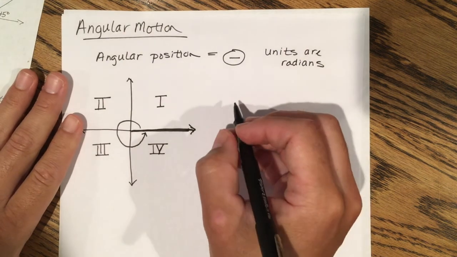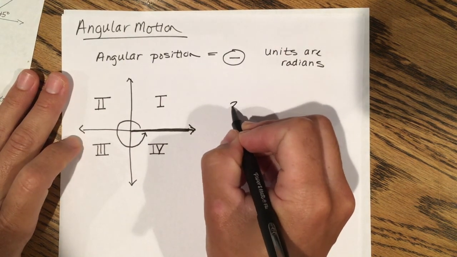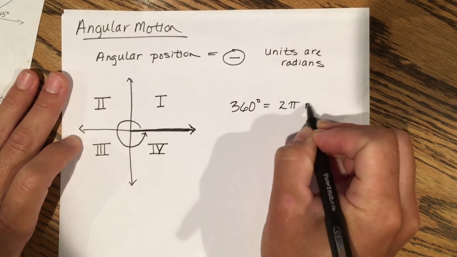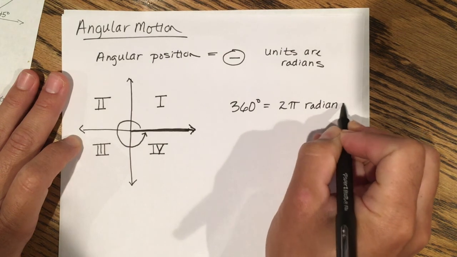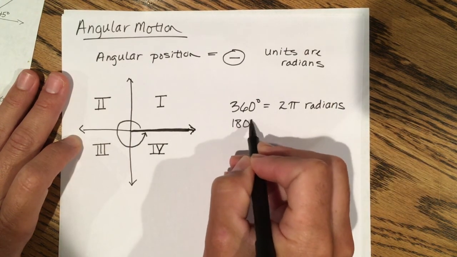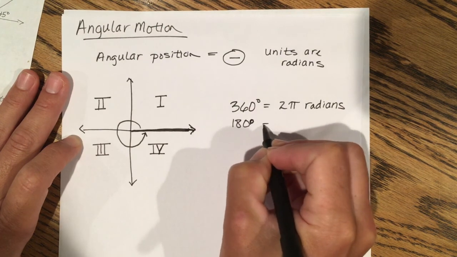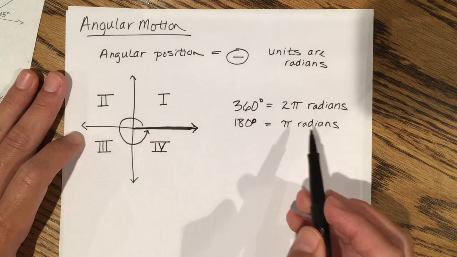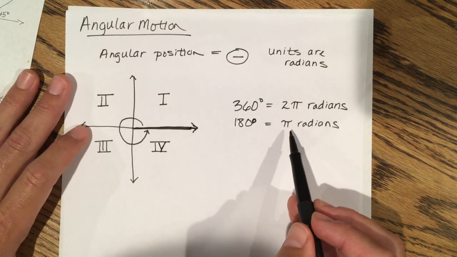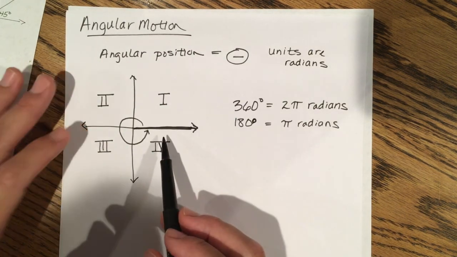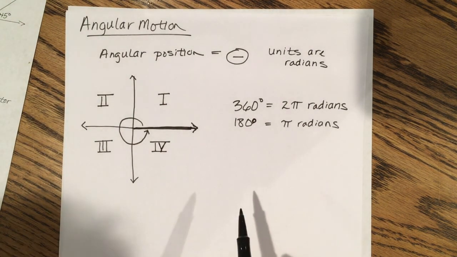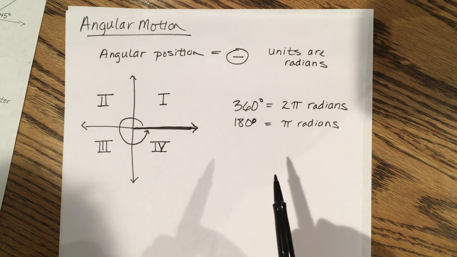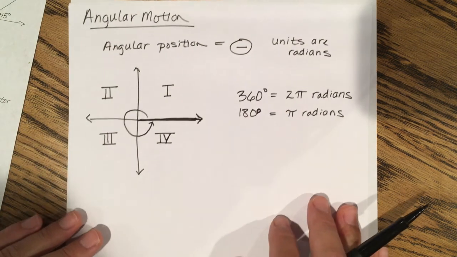So really we have a couple conversion factors here. We know that 360 degrees is equal to 2 pi radians, and therefore half that, 180 degrees, would equal pi radians. So that should be fine and should make sense. I wanted to add something else there. All right, I guess I'll come back to it if I need to.